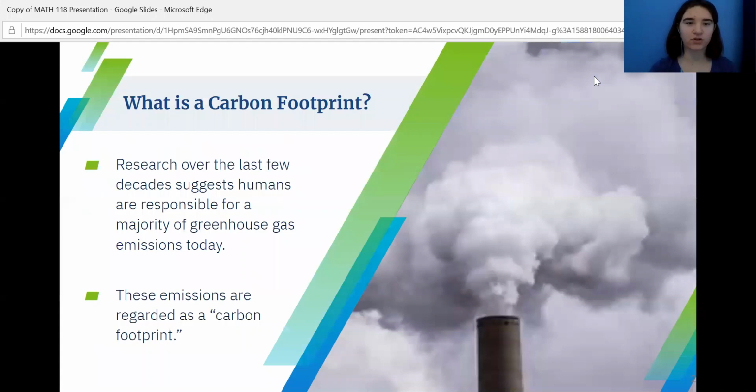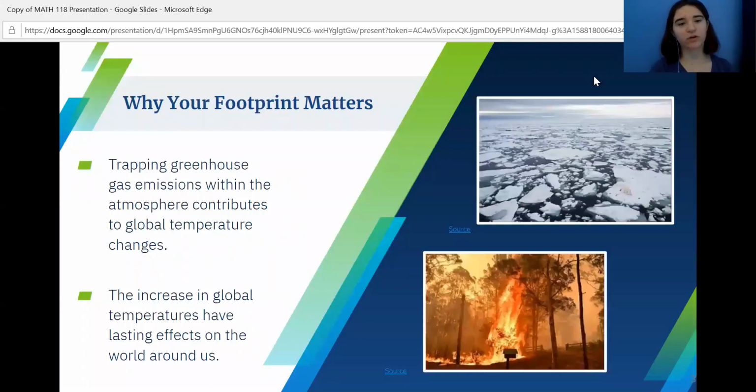So firstly, I think it's important to mention what a carbon footprint is. As I'm sure many people are aware, research over the last few decades suggests that humans are responsible for the majority of greenhouse gas emissions today. And it's these emissions that scientists regard as your carbon footprint. So that is how much greenhouse gas and CO2 you are responsible for emitting into the environment. And this is an important figure. It obviously matters because greenhouse gas emissions contribute to global temperature changes, particularly the increase in global temperature. And that, of course, is connected to climate change.